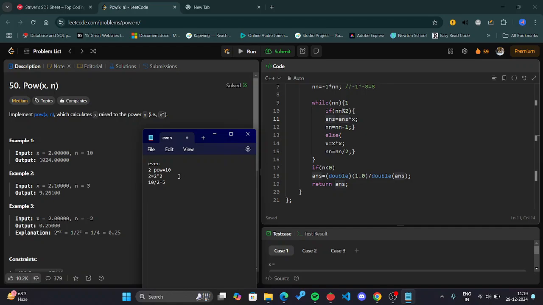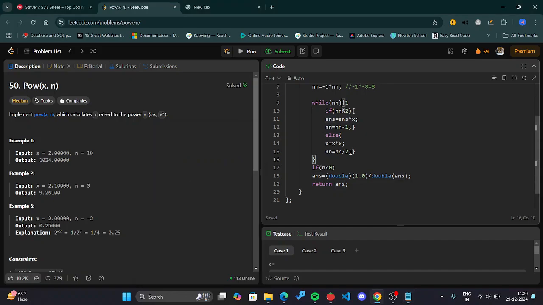And again, this will be 4, right? So we will do 4 into 4, which is equal to 16, right? And then 5 divided by 2, again something will come. That is how the even case works.